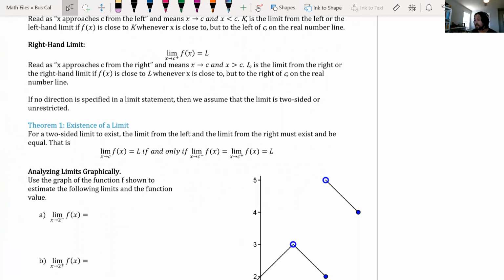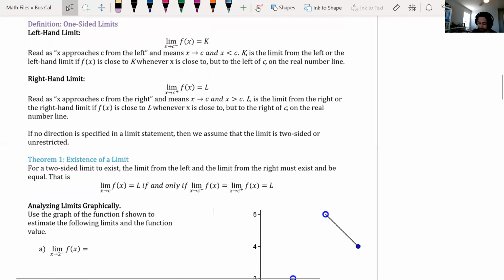We went over that too on that past example. Basically, what this says is for a two-sided limit to exist, the left-hand limit and the right-hand limit must exist and must be equal. That's what we did on that last page. So this says the limit as x approaches c of f of x will equal some number L if and only if the limit as x approaches c from the left and the limit as x approaches c from the right equal the same number L. And that, again, is what we did on the first page.